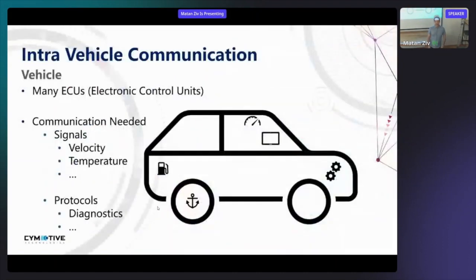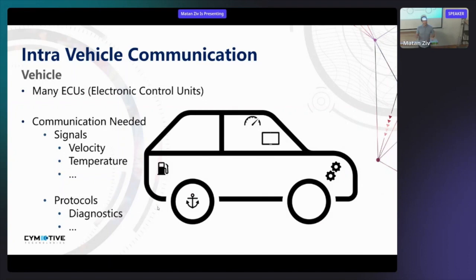First things first, we are in a vehicle. A vehicle contains many things, including little computers. These computers are called ECUs, the electronic control units, which are needed mainly for two purposes. One is passing different signals, different information that one component has and the other needs, such as velocity, temperature, etc.